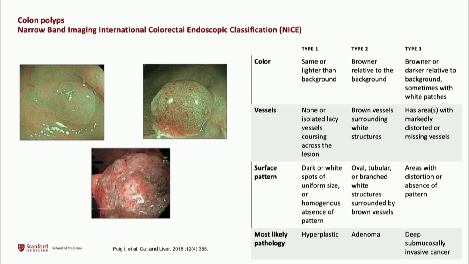So this is one of the classification systems for characterization of the polyp, which is the NICE classification system. It does not use magnification endoscopy. It uses the high definition white light endoscopy that we use, and it's basically pretty simple. It categorizes into three types. The first one typified by hyperplastic polyp, which is shown here, the second by adenoma, and the third one, the example being the deep submucosally invasive cancer. So they use the color of the polyp, the vessels, and the surface pattern to characterize them into three types.